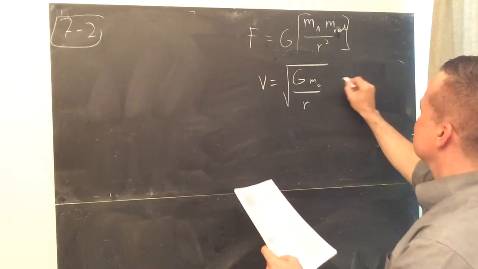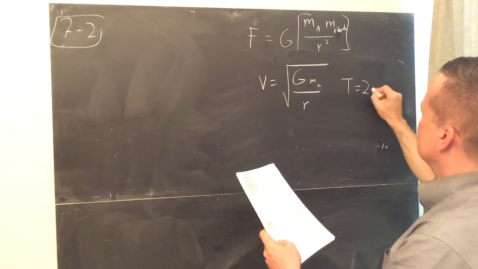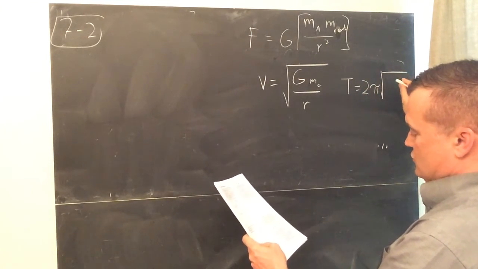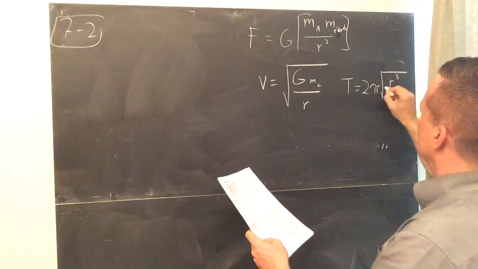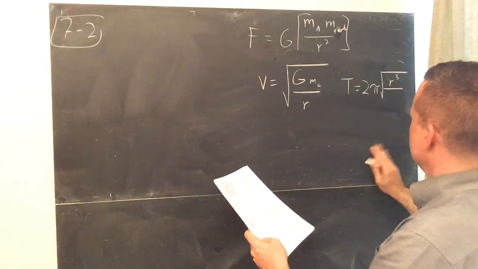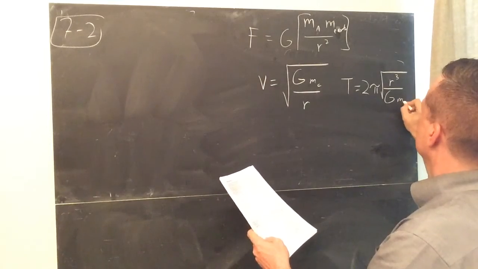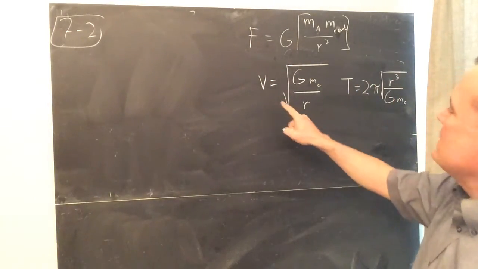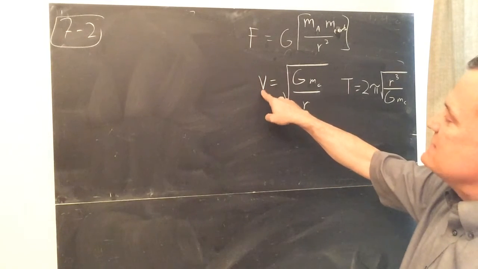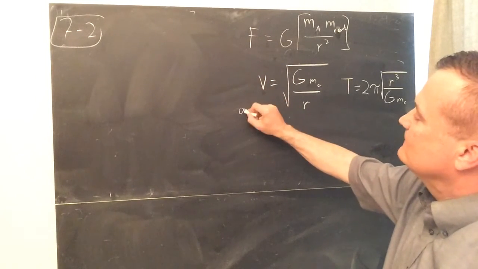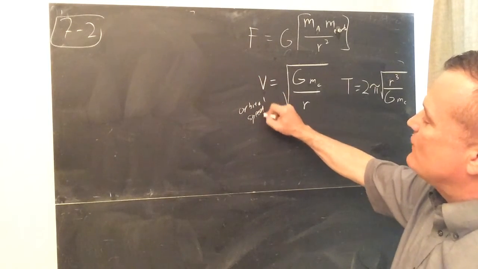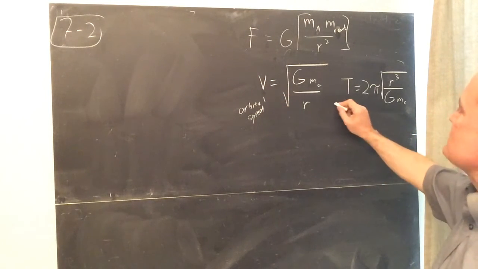The other one is T equals 2 pi, the square root of r cubed over G Mc. Okay, so here's what this means, these 2 equations. One is for the orbital velocity, speed. Orbital velocity. We call it orbital speed. I know we really better call it velocity. And this is orbital period.